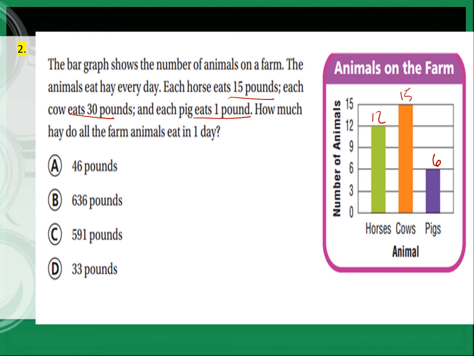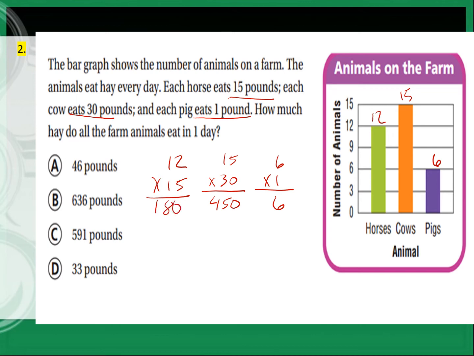Oh my goodness. So each horse eats 15. There are 12 horses. So 12 times 15. Each cow eats 30. There's 15 cows. They eat 30 pounds, so 15 times 30. And each pig eats 1. So that's 6 times 1. That's 6. This is 450. 15 times 10 is 150. 15 times 2 is 30. So 150 plus 30 is 180.